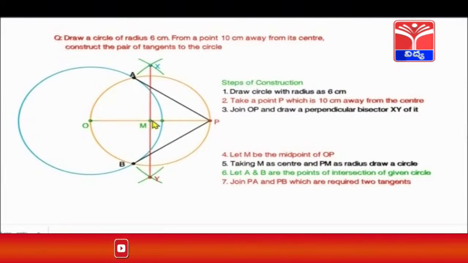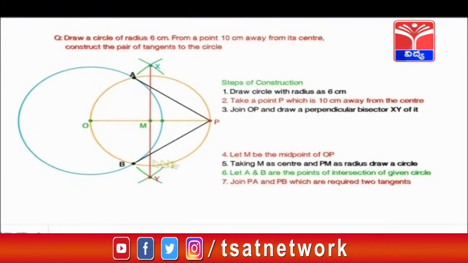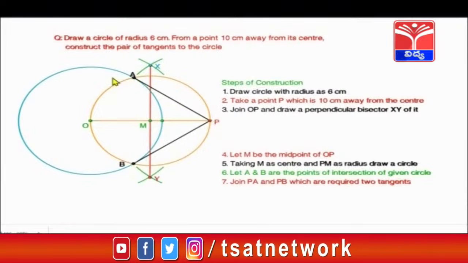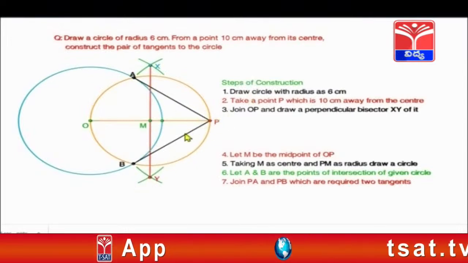Now from M, taking M as center and MO or MP as radius, draw a circle, which cuts the previous circle at A and B. These points are most important, students. From point A, draw a line, join PA and also join PB. If you observe, there are two tangents to the given circle. This is our given circle and PA, PB are my required tangents.